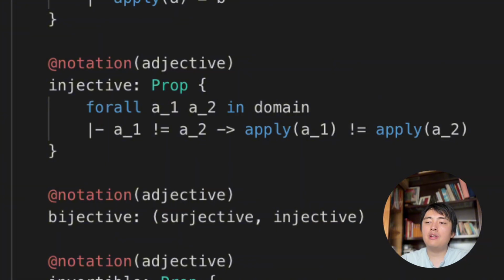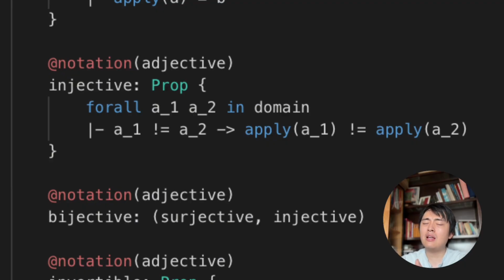Injectivity means different inputs will give you different outputs. If you look at the Turing example, it says that for A1 and A2 in the domain, if they are not the same, then the result of applying them is also not the same. So if you have two elements that are the same in the range, should the domain's elements be mapped to them separately? That's a separate mapping.